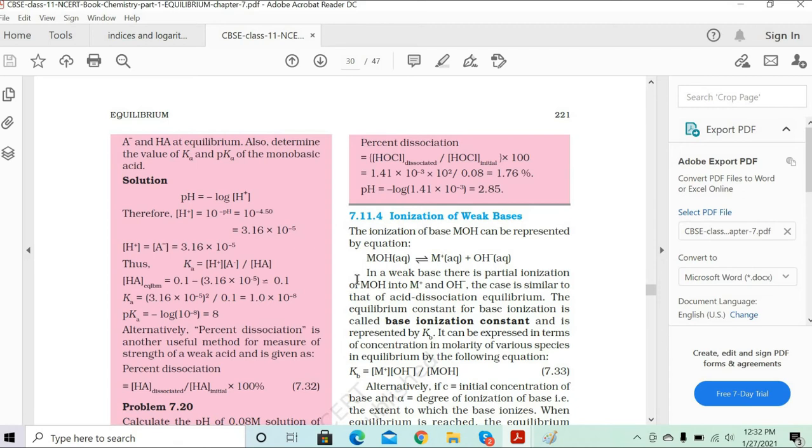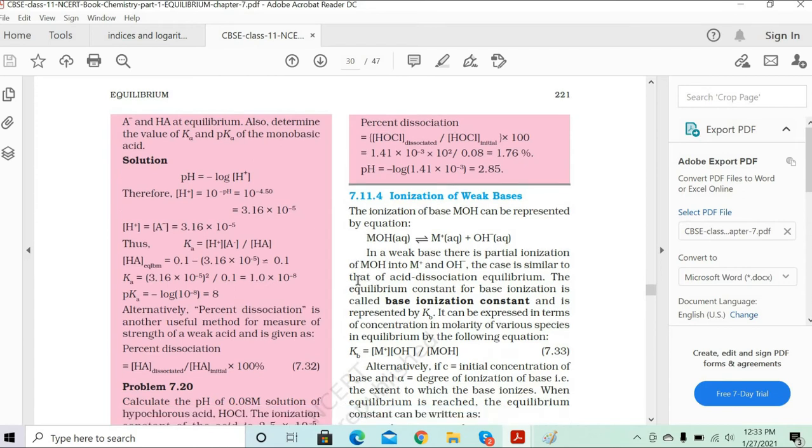You have to use the calculator to find out what is 10 power minus 4.50. You can use the calculator and find out what the answer will be. That will be the concentration of the H plus ions. Got it? Once you have the concentration of H plus ions, that is the concentration available at equilibrium, so that concentration will be the same as the A minus ions.